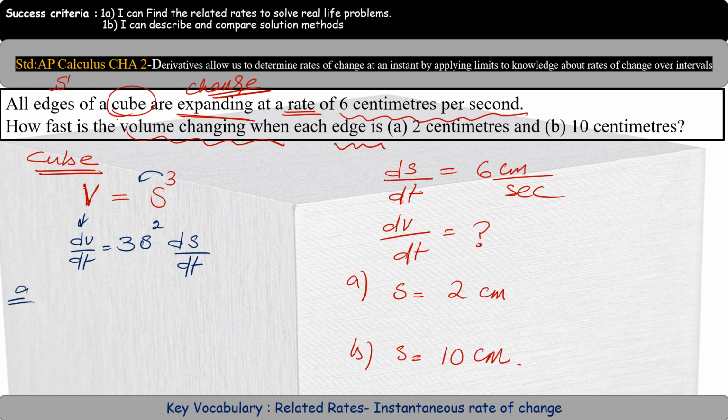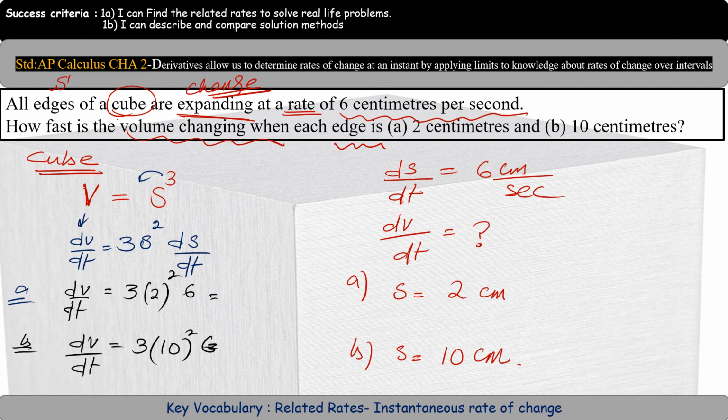Now for the A part, substitute the values. It means dV by dt, which is not given to you, equals 3 from the formula, s square. So for the A part, s is 2 square, and ds by dt, that means 6. Similarly, in the second part, substitute s as 10. So dV by dt equals 3, 10 square times 6. Now take a moment to solve these. So you will write 3 bracket 2 square times 6.